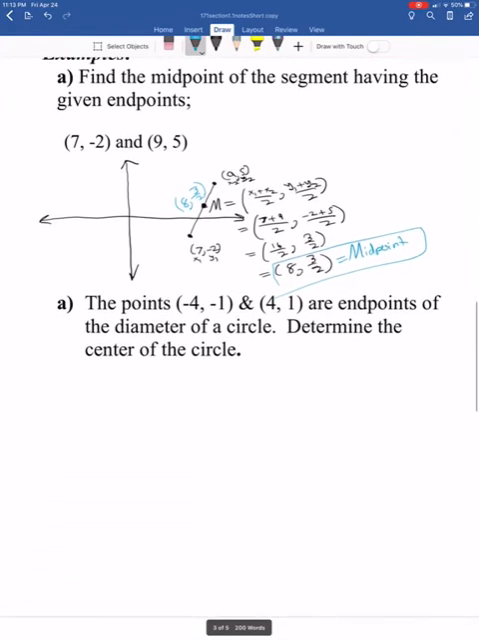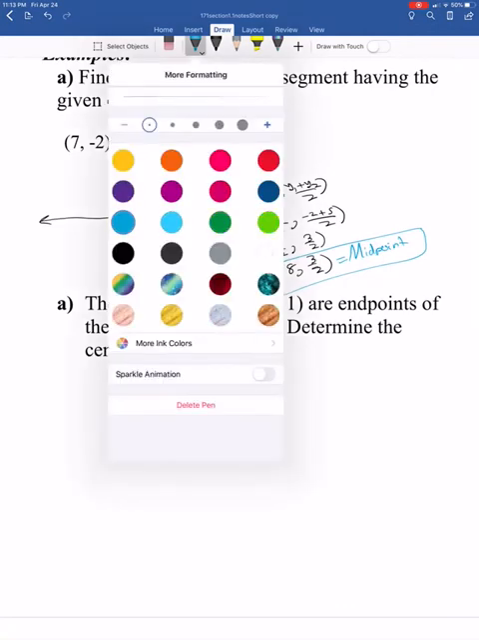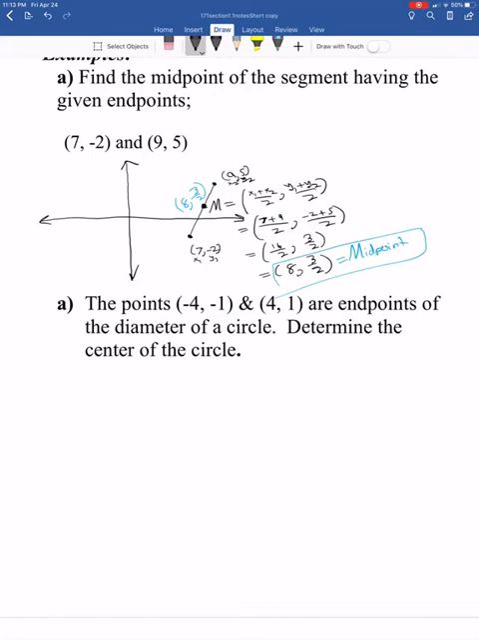Moving on, let's go to example A, and this will get us into our last topic, circles. It says the points -4, -1, and 4, 1 are endpoints of the diameter of a circle. Determine its center. Find the center of the circle. So we got the ends of a diameter. Let's go ahead and draw a picture of this circle.